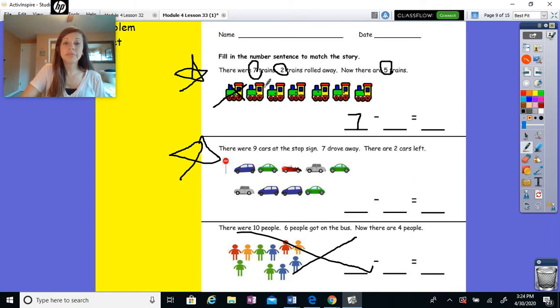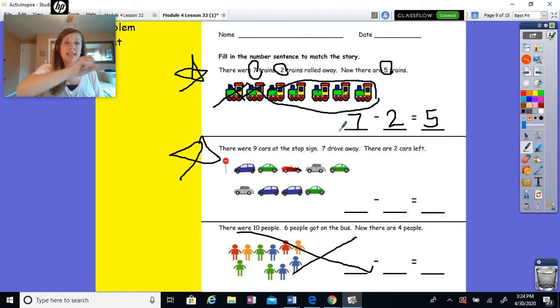Now let's look. 2 trains rolled away, so we need to cross out 2. 1, 2. Okay, so 7 minus how many we crossed out? We crossed out 2. 7 minus 2 equals how many are left? So let's count how many are left. 1, 2, 3, 4, 5. So it equals 5. Over, down, and around for Big Fat Belly. Let's read that number sentence. 7 minus 2 equals 5. Excellent. We're going to do one more together.